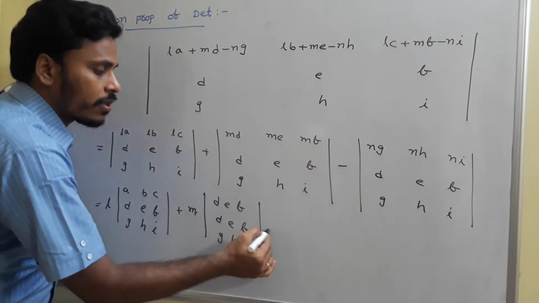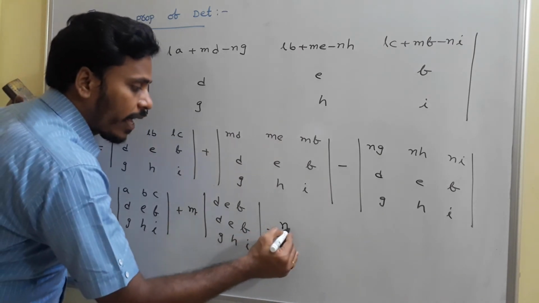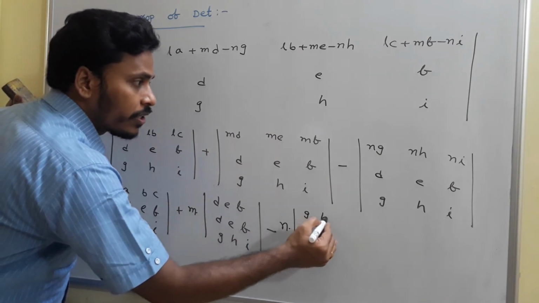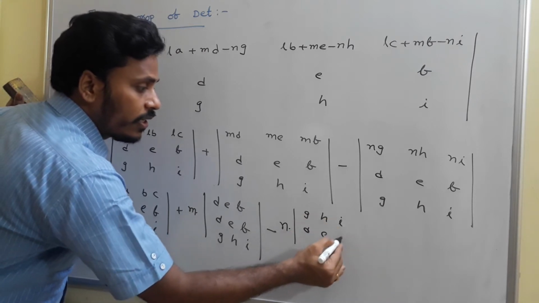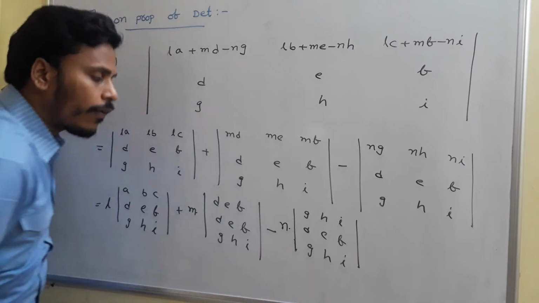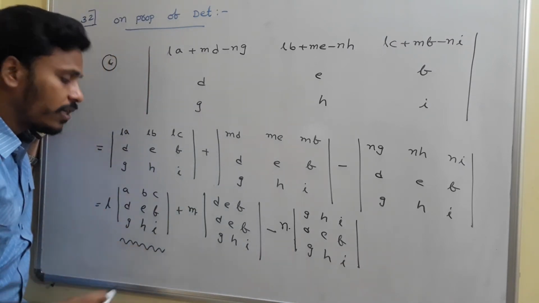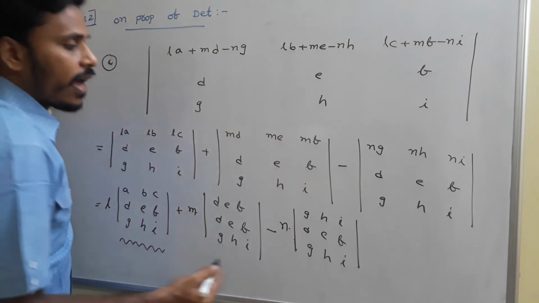And then for the last, again N is a common thing for every element of the first row. Write N out, N times the determinant ABC, DEF, GHI. That's the part. Now you just think about it. Clearly, this determinant of A, B, C, D, E, F, G, H, I is just delta, as we mentioned.